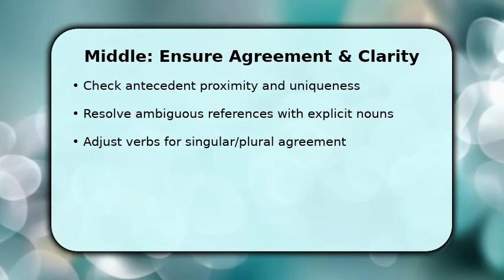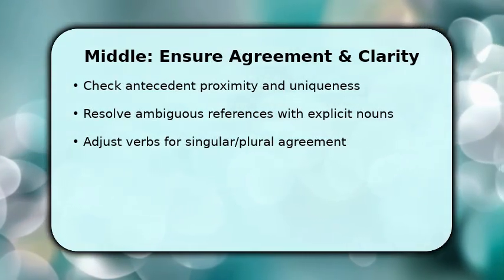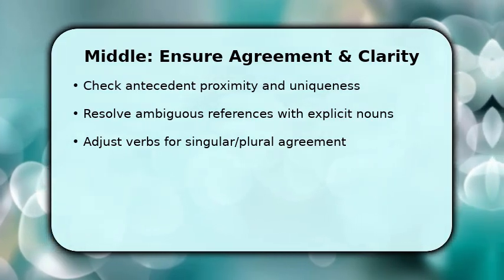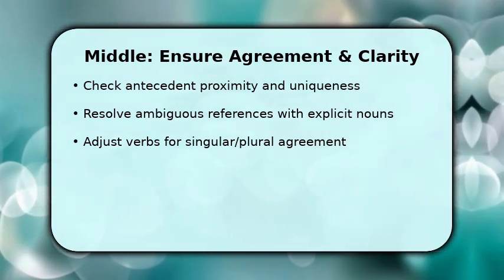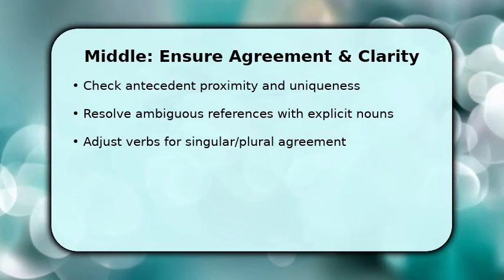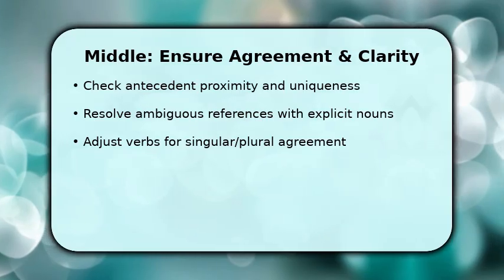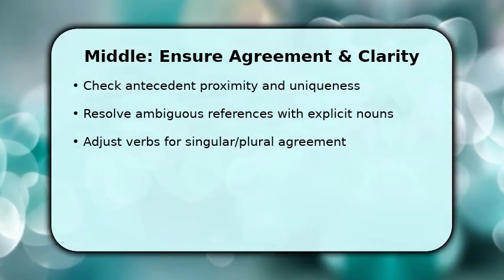Once done with initial substitution, focus on agreement and clarity. You must ensure the antecedent is close and uniquely identifiable, otherwise the reader will guess. If ambiguity exists, repeat the noun or rephrase the sentence to eliminate confusion, because pronouns without clear reference break comprehension.